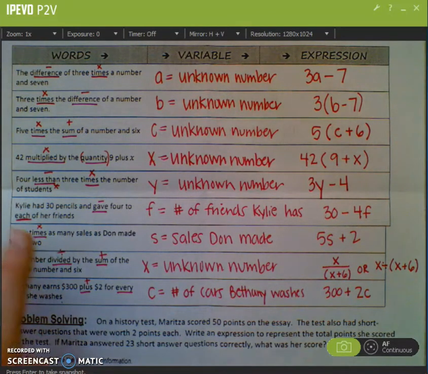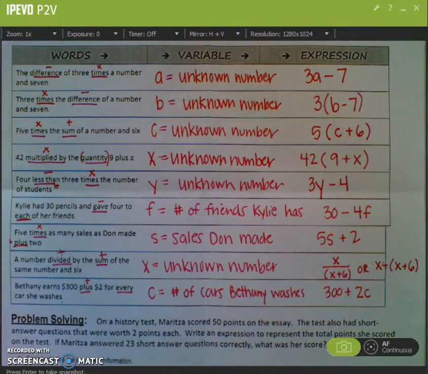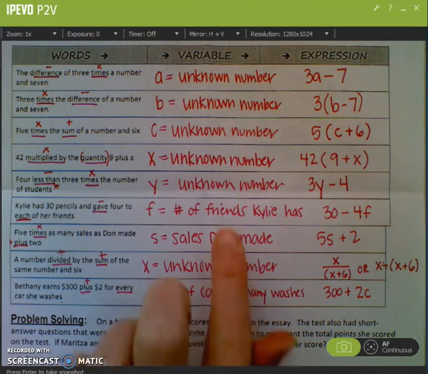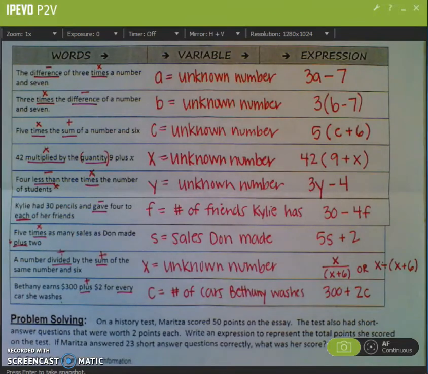It says Kylie had 30 pencils and gave 4 to each of her friends. What we don't know, we have to think about for our variable. What do we not know? Well, we don't know how many friends she has. So that's what we're going to start with. And this one was a little bit tough because we did really have to ask ourselves, what do we not know? We don't know her friends, so we don't know how many friends she has.